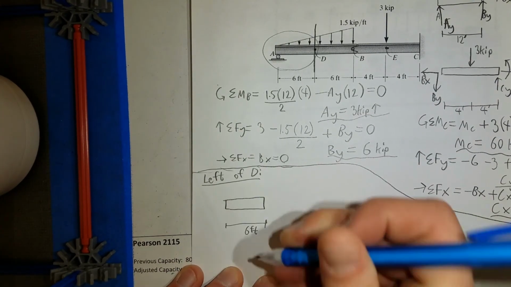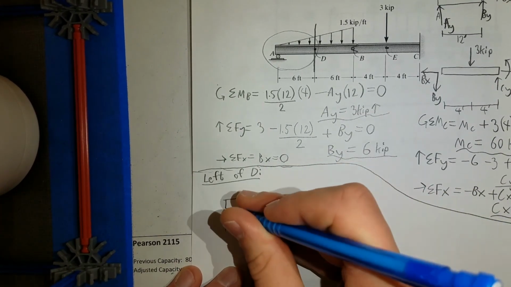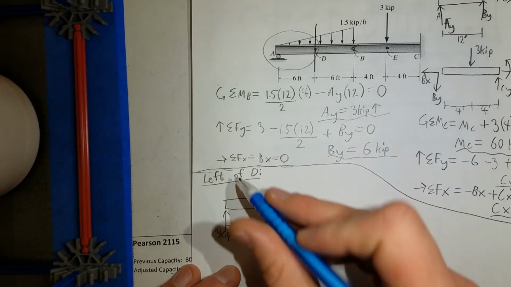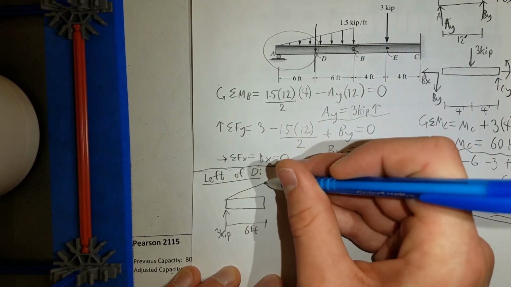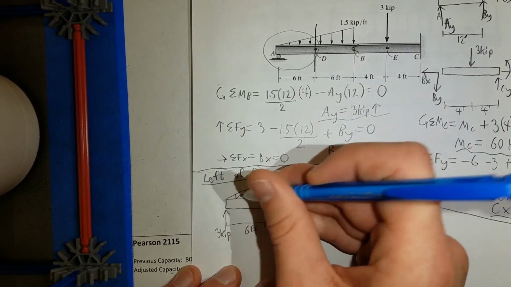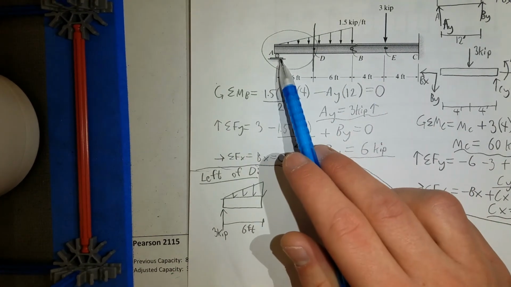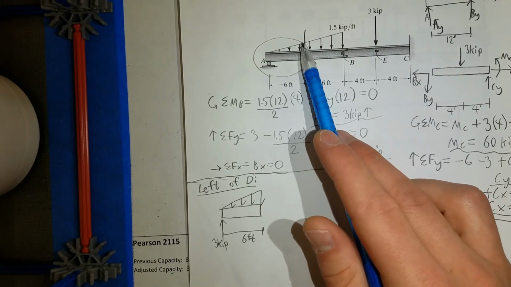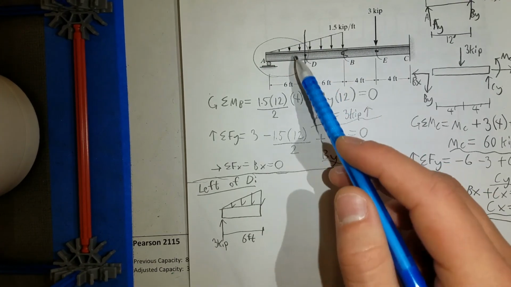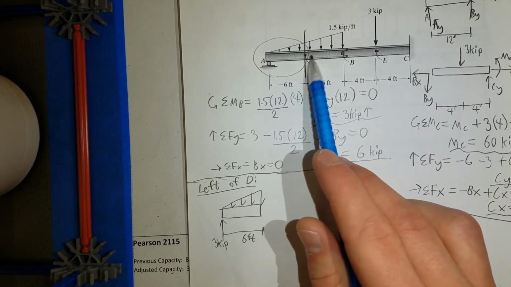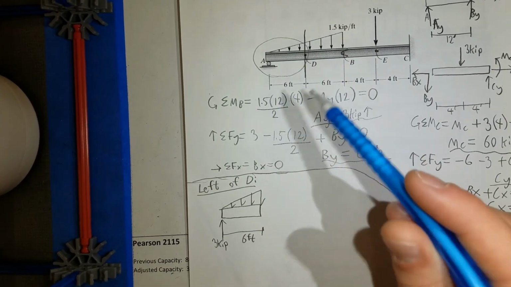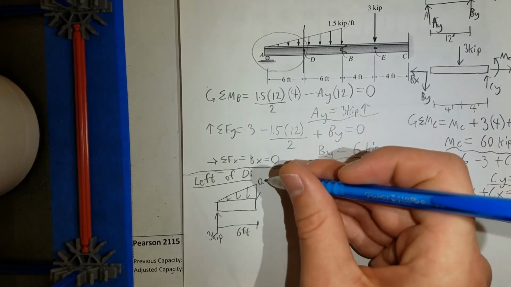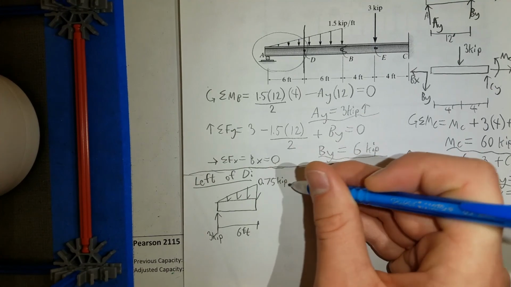We're going to have our reaction at A, which we found to be 3 kips going upward. So we'll draw that in. And then our distributed load is going to be going up still in a triangular fashion. One thing to note is that when you cut through a distributed load like this, the height of it is going to be different. Because we cut about halfway through it, our height is going to be half of what this is. So instead of the 1.5 kips that they give us, it's going to be 0.75 kip per feet.